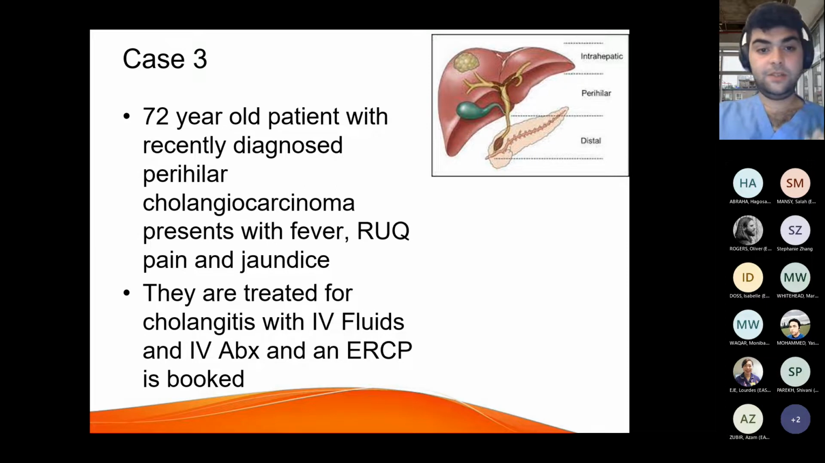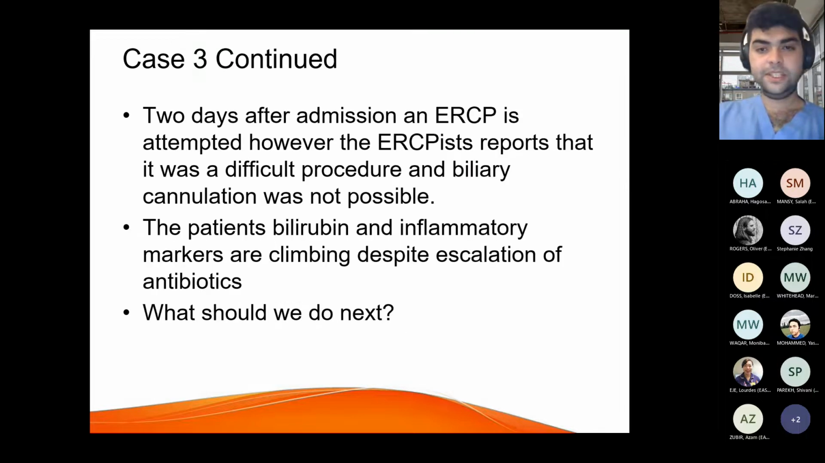This patient presents with fever, right upper quadrant pain, and jaundice. On the acute take, the clerking doctor gives them IV fluids and IV antibiotics, and they already know there's a perihilar cholangiocarcinoma based on a staging CT scan, so they book an ERCP. Two days after admission, an ERCP is attempted. On the report, you note that the ERCP says it was a difficult procedure and biliary cannulation was not possible. The patient's bilirubin and inflammatory markers keep on rising despite you going from co-amoxiclav to tazocin.